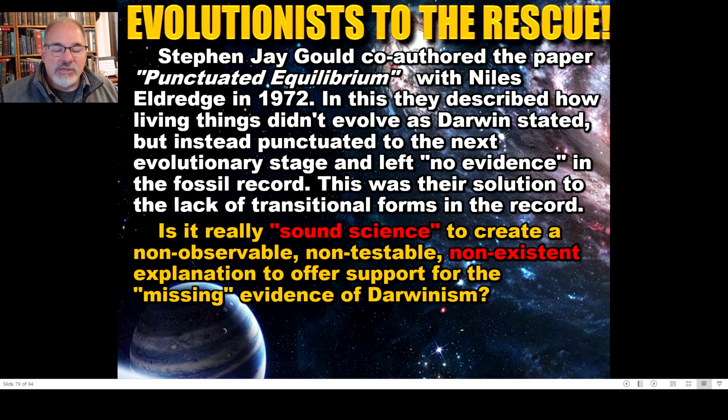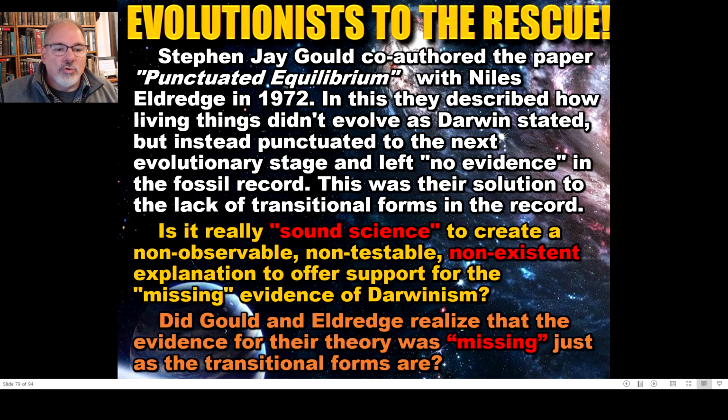The question is, is it really sound science to create a non-observable, non-testable, non-existent explanation to offer support for the missing evidence of Darwinism? I mean, does that sound reasonable to you? Did Gould and Eldredge realize that the evidence for their theory was missing, just as the transitional forms are? I mean, think about that. So I'm creating a solution. We can't find transitional forms. So here's the evidence that things punctuated from one level to the next. They didn't leave any evidence. I mean, if you can sell that, you can sell ice to an Eskimo. I'm telling you, there is just no way that this is even close to science. This is science or nonsense, as we would say.